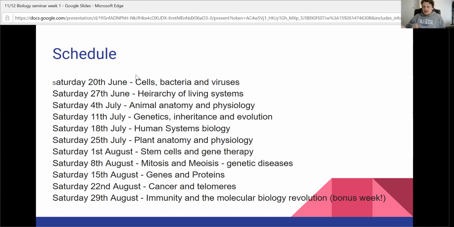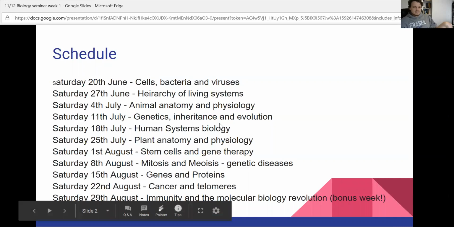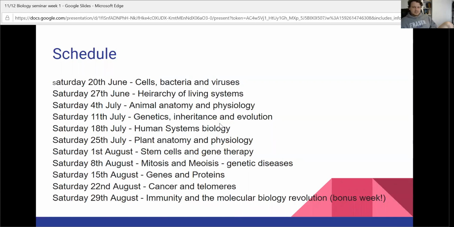Saturday the 27th will be hierarchy of living systems, animal anatomy and physiology, genetics, inheritance and evolution. And my favorite one is human systems biology, plant anatomy and physiology, stem cells and gene therapy, mitosis and meiosis, and looking at genetic diseases, genes and proteins, cancer and telomeres, and I've decided to do an extra one on immunity and the molecular biology evolution, which is probably the one I'm looking forward to the most.